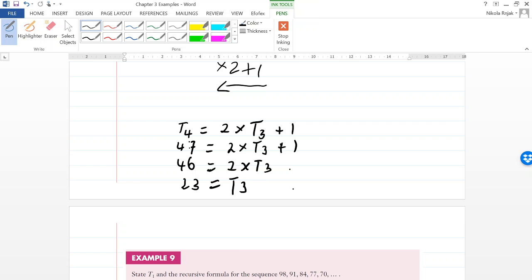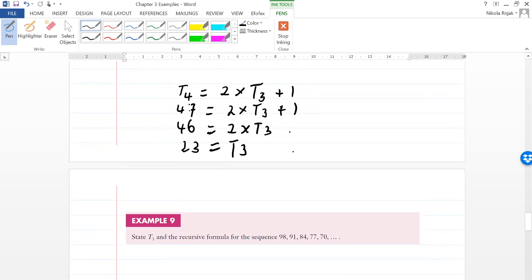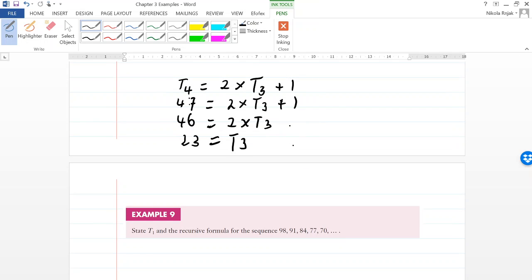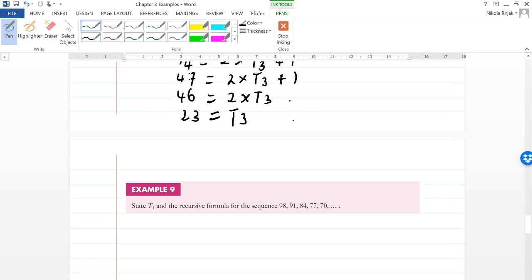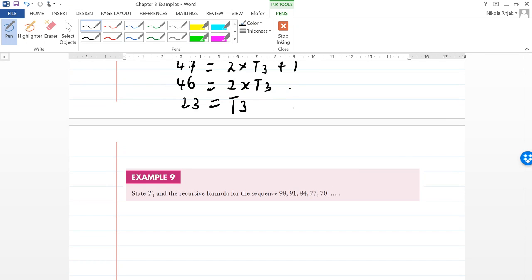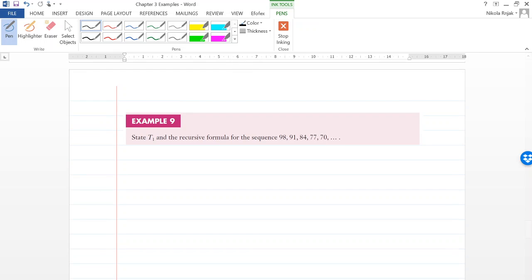Okay, example 9. State T1, so term 1, and the recursive formula for the sequence 98, 91, 84, 77, 70, and so on. Okay, so first of all, term 1, that's easy. We know that term 1 is just 98, so we can write that in straight away. Okay, term 1 is 98. So that part's done. And the recursive formula.